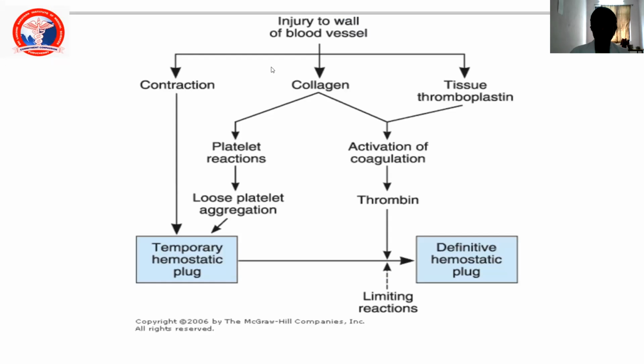So for completion's sake, what I have included here is that there is injury of a blood vessel wall. So once there is injury, what happens? There is contraction of the vessel wall, and this contraction will promote a temporary plaque formation, and collagen is exposed, platelets are activated, and again that will promote the plaque formation. And the third step, the tissue thromboplastin, along with collagen, brings about the activation of coagulation, and this will promote a definitive plaque formation.